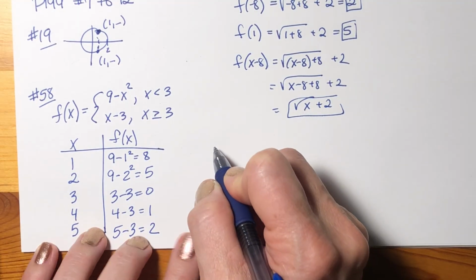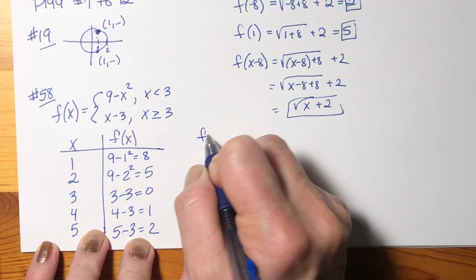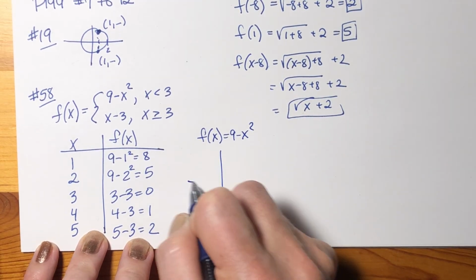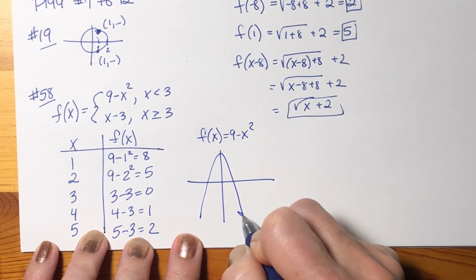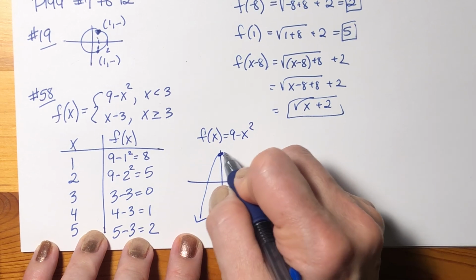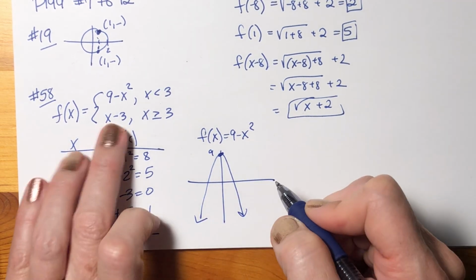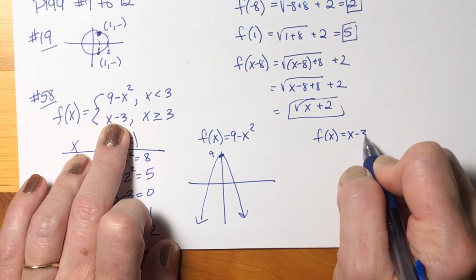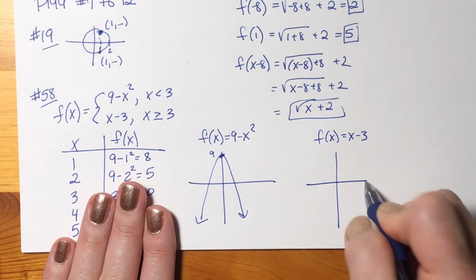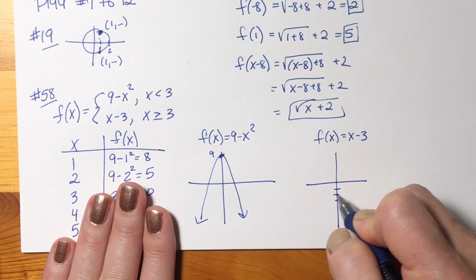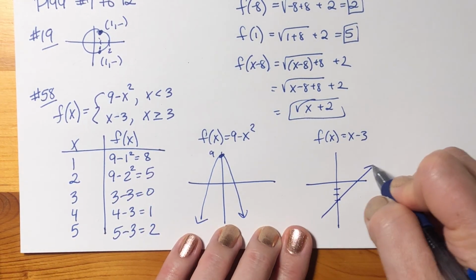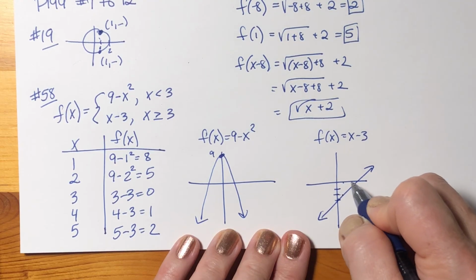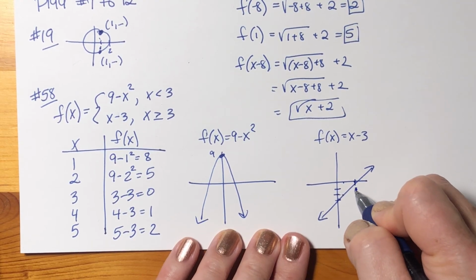So what I'm going to do is think about the graph f of x is equal to 9 minus x squared. Here's a tiny little sketch of that graph. Up here, this is 9, in case you were wondering. And then the second graph, f of x is equal to x minus 3. That is going to be a line. 1, 2, 3. My slope is rise 1 over 1. So my line is going to look like this. So we know that this point here is 3.